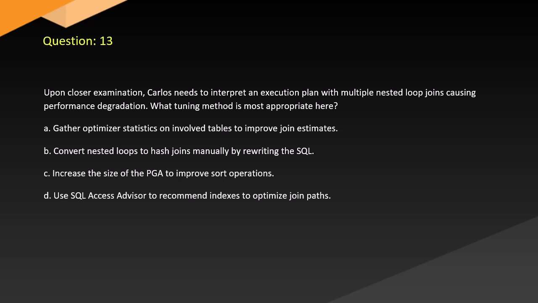Question 13. Upon closer examination, Carlos needs to interpret an execution plan with multiple nested loop joins causing performance degradation. What tuning method is most appropriate here? A. Gather optimizer statistics on involved tables to improve join estimates. B. Convert nested loops to hash joins manually by rewriting the SQL. C. Increase the size of the PGA to improve sort operations. D. Use SQL Access Advisor to recommend indexes to optimize join paths.